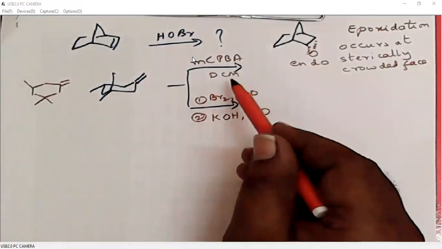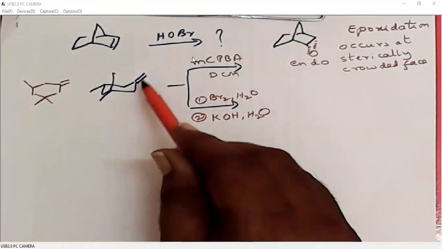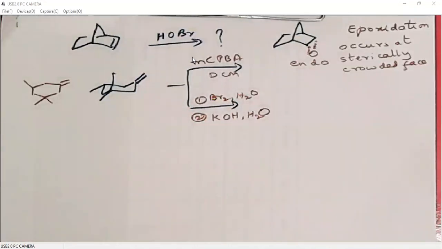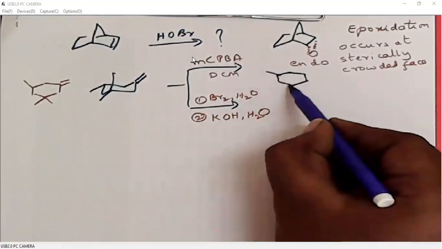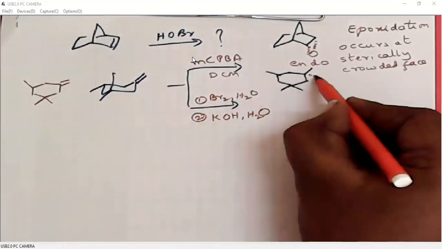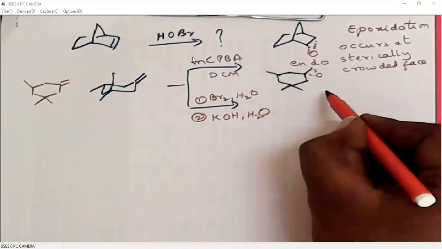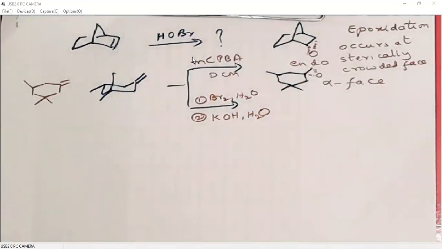So mCPBA, since it is a direct epoxidizing agent, will approach the alkene from below the plane. It will approach the molecule from below the plane. So we get an epoxide below the plane, or what we say is the alpha face, right? It is the alpha face. But when we do epoxidation with hypohalous acids, the first step is the formation of a halonium ion.